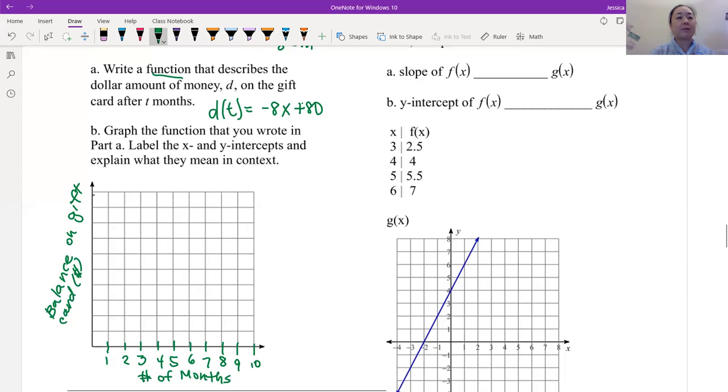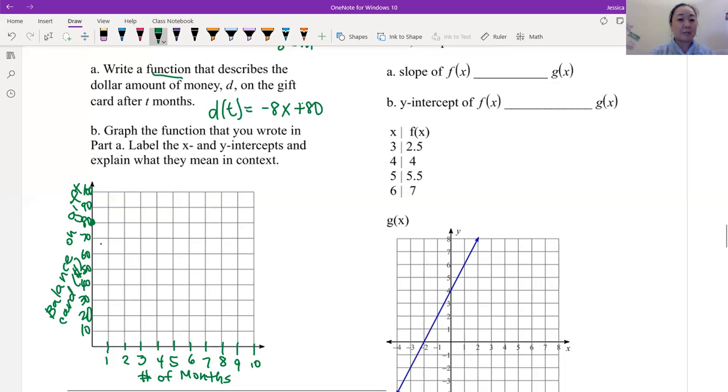All right, so we want to go all the way up to 80. This is probably going up by tens. So this is 80, 70, 60, 50, 40, 30, 20, 10, just like that. I'll just continue this up. And so we're going to start at 80, point right there. And our slope says down 8 over 1. Kind of hard for me to tell.